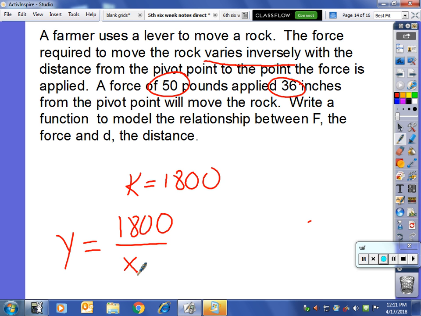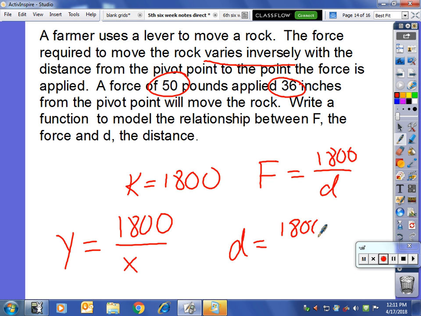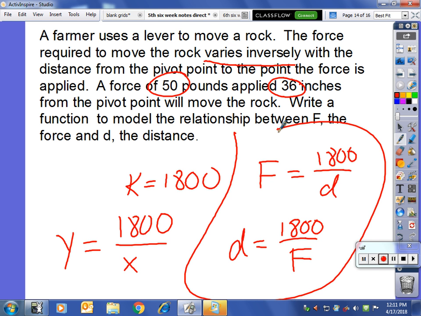Now, they did not have that down there. They had this choice, and they had this choice. Only one of them is correct. Which one? So they also made you determine whether force depends on distance or distance depends on force. Okay, this was the one right here.